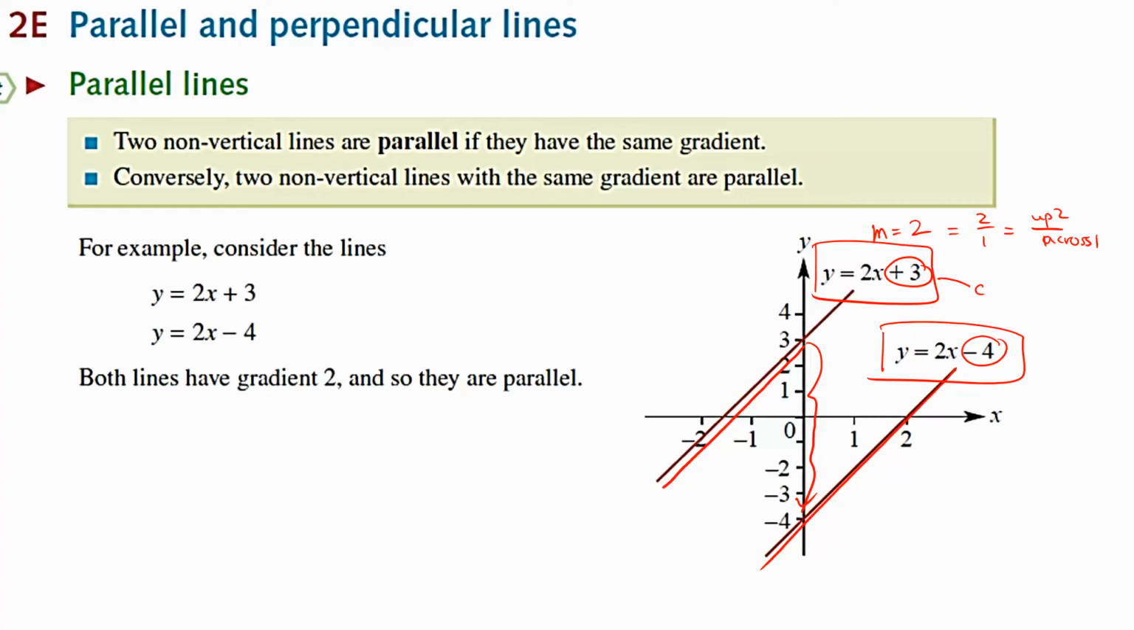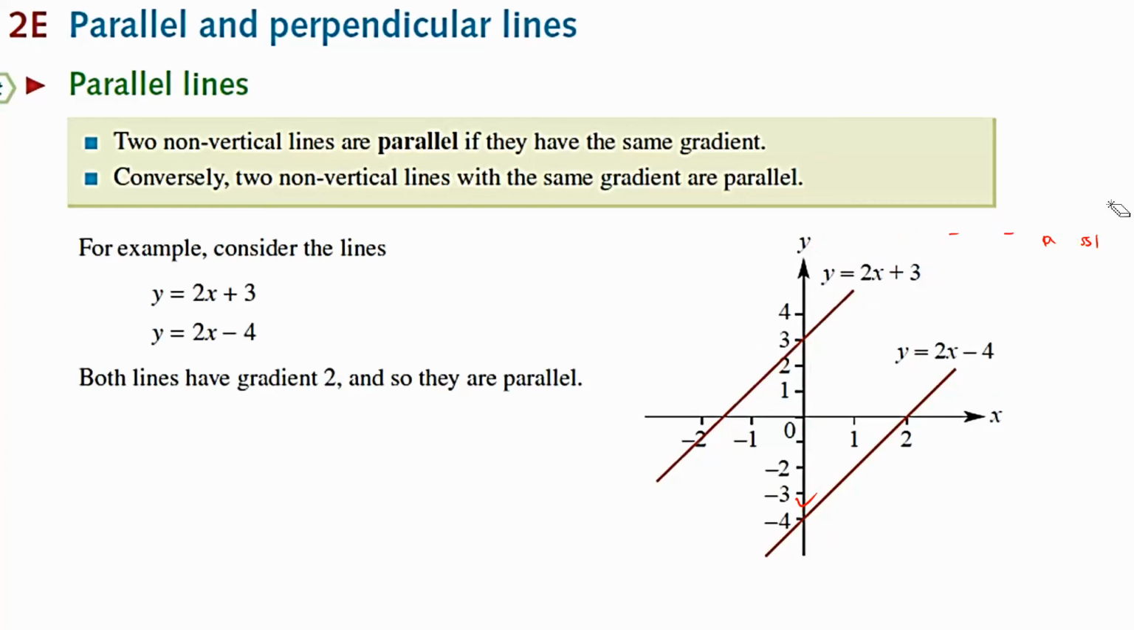Okay, so it'll go down there. All right, so that's what parallel means. It's the same steepness, just a different y-intercept. So two non-vertical lines: if they're not vertical, then they are parallel if they have the same gradient. So that's what I showed, same gradient. Two non-vertical lines with the same gradient are parallel. Don't worry about that, it means exactly the same thing. The only difference is that they have different y-intercepts.